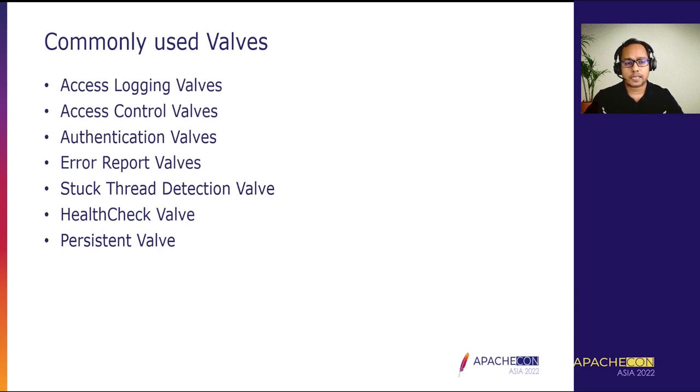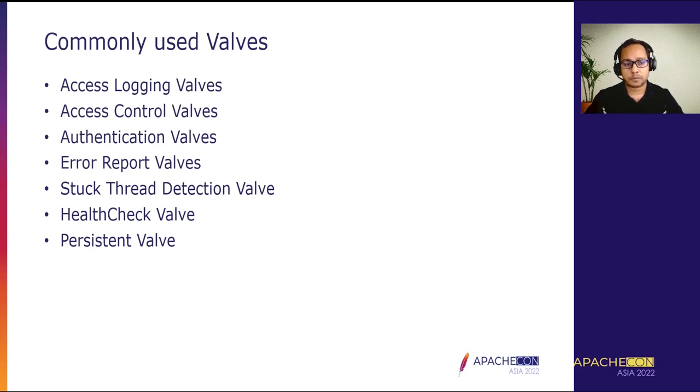Error report valve is an error handler for the HTTP status codes, and it generates and returns HTML error pages. It can also be configured to return predefined static HTML pages for specific status codes and exception types. Stuck thread detection valves are used to detect requests that take a longer time to process, which might possibly indicate that the thread that is processing it is stuck. Additionally, it can also interrupt such threads to try and unblock them.